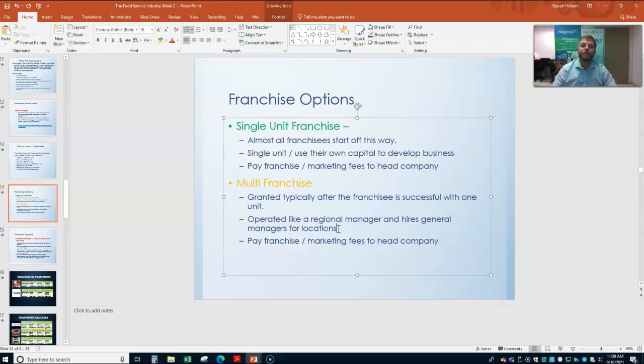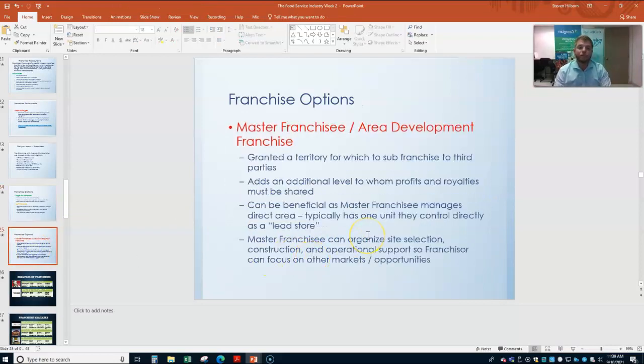So the more I own, the more money I get to retain. It's volume purchasing. And then finally, once you have excelled enough in this particular industry, you will be awarded or offered a master franchisee area development franchise.